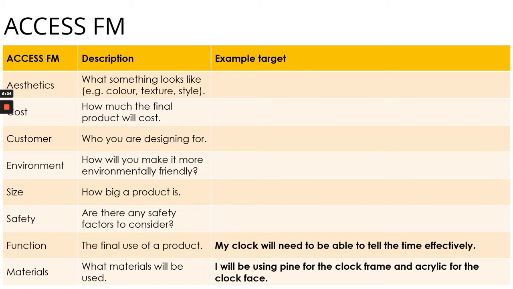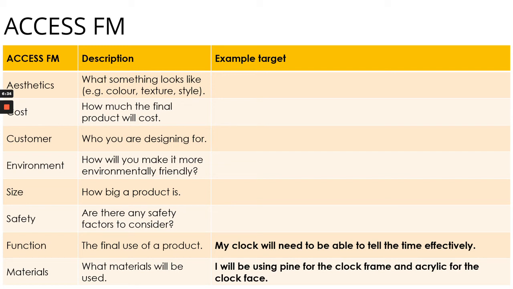For this one, both the materials that we're using are seen as more sustainable choices. Pine is very fast growing, so it can be replaced quickly. So that is more sustainable, better for the environment, and acrylic can be recycled. So those 2 points might help you decide how to word your target for environment.